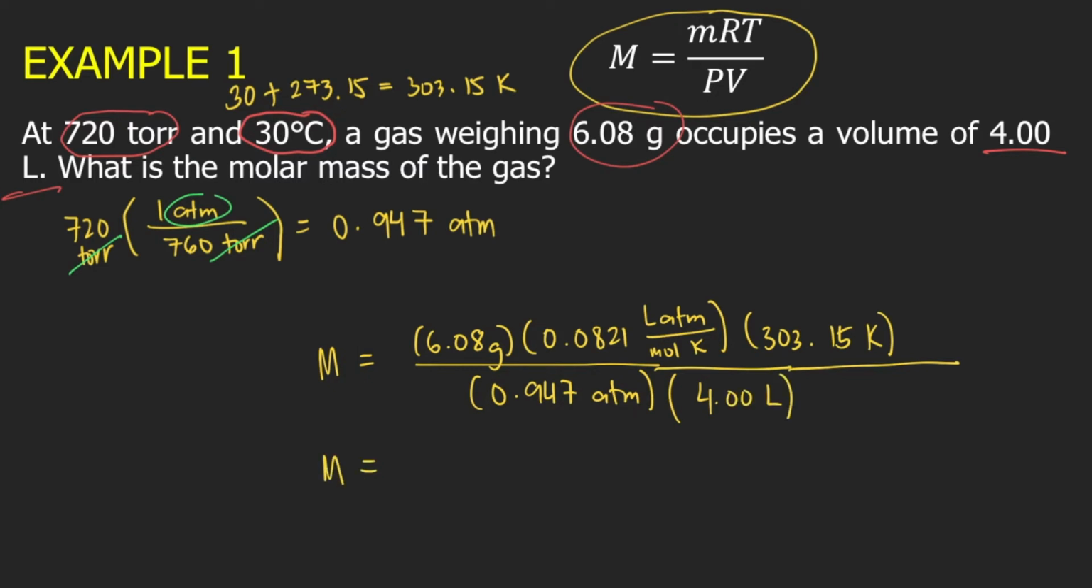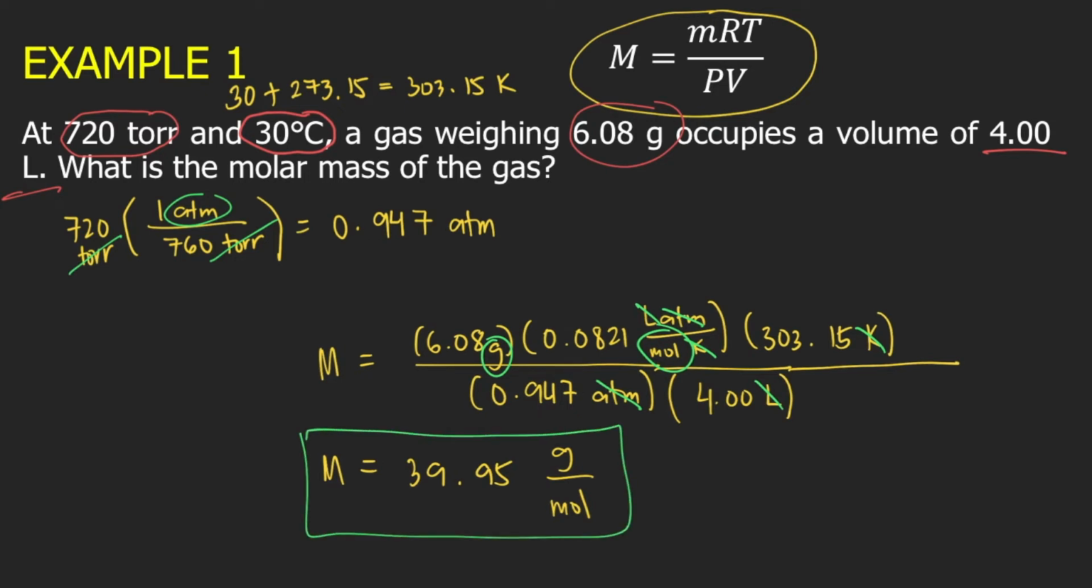So let's see how the units will cancel out. Liters will cancel, ATM will cancel, Kelvin also cancels. So what is left is grams per mole, or grams over mole. And if you solve this in your calculator, 6.08 times 0.0821 times 303.15 divided by 0.947 times 4, this is equal to approximately 39.95 grams per mole. And this is the answer to the question.